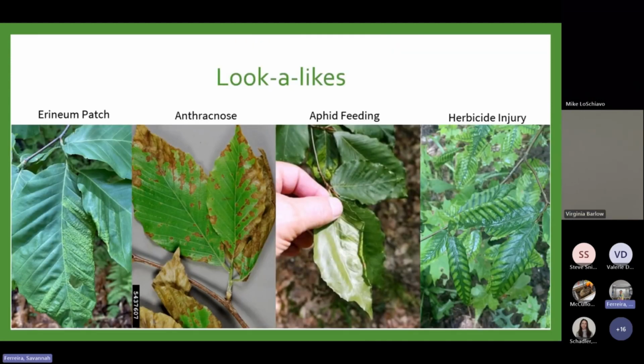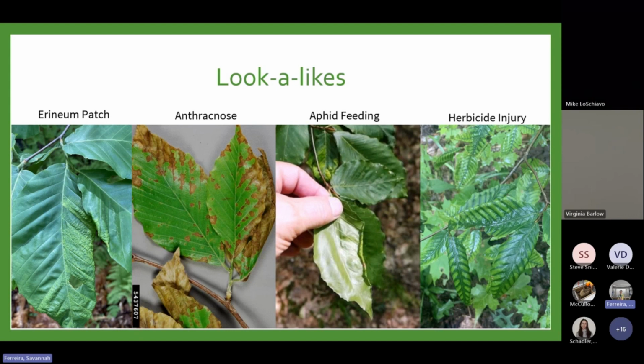There are a few things that look similar to beech leaf disease symptoms. A very common one is eriophyid mite patches. If we have a wet spring or summer, like we did last year, we do get increased reports of the fungal pathogen anthracnose. Aphid feeding can cause infested leaves to curl or roll. And then lastly, herbicide injury can cause some deformation and chlorotic banding as well.